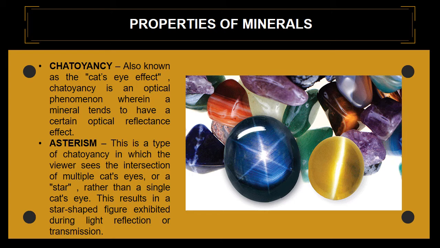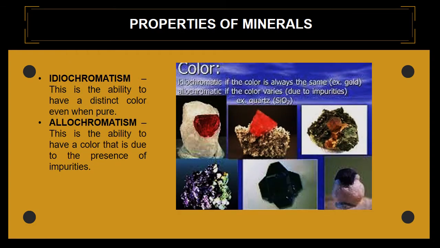6-sided, pwedeng 8-sided, pwedeng 4, depende lang din. Pero mostly 6 yan. Para makabuo na ganun, consider siya as star na, yung design. So, that's asterism. We have the idiochromatism. This is the ability to have distinct color even when pure. So, what is idiochromatism? Distinct color even when pure.